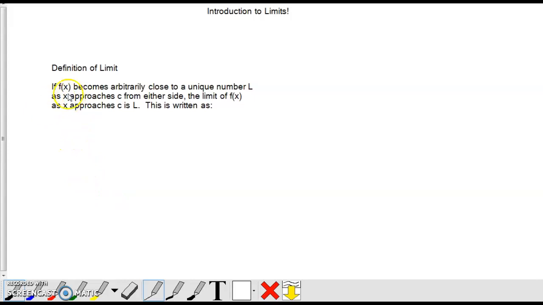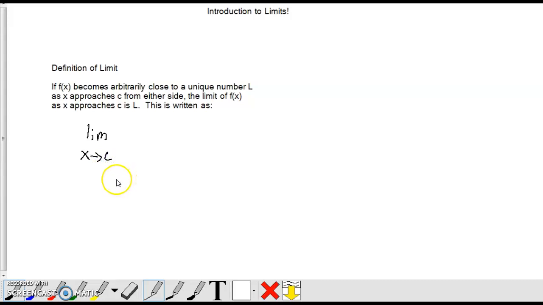So it says f of x, and it's just a function, and it becomes arbitrarily really close to a unique number, and we're going to just call that unique number L, as x approaches c from either side. And the limit of f of x as it approaches c is L. So basically what this means is it can be written like this. We're going to say it's LIM for limit, and as x approaches c.